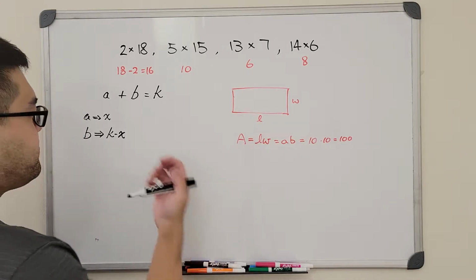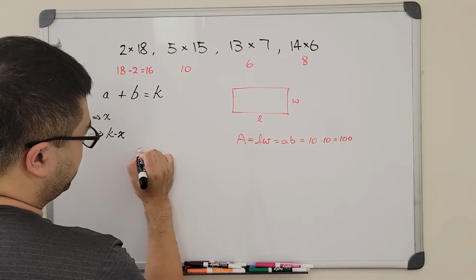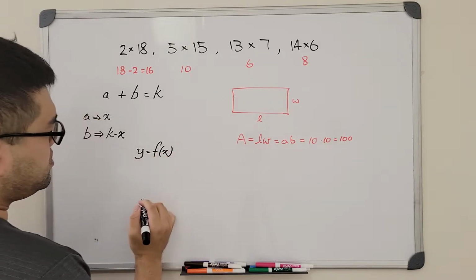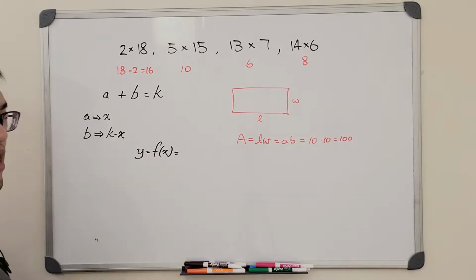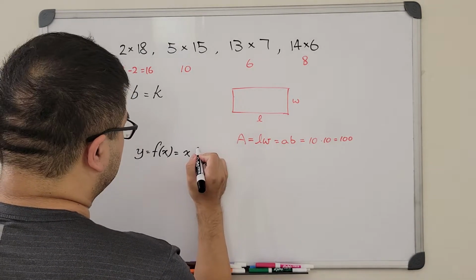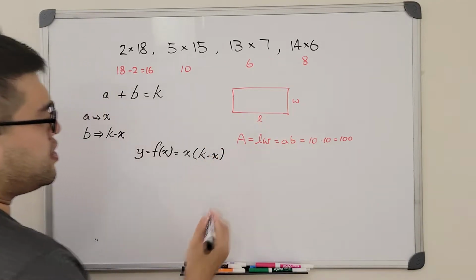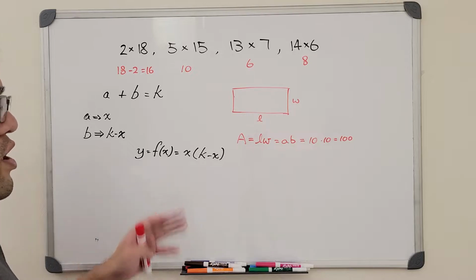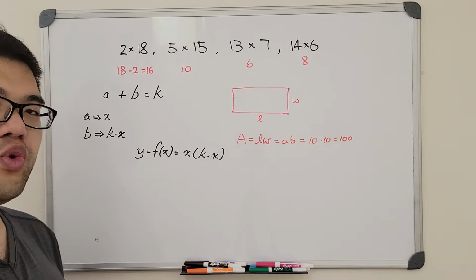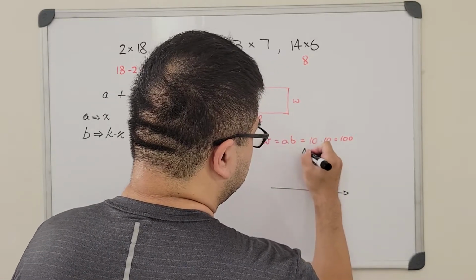How do we do that? Since we're taking the product, let's call this a function y, or we can call it f of x, which is equal to the product of a and b. So in this case, we will have x times b, which is k minus x. Before we jump into the calculus part, we can actually think of how the graph of this function will look. In fact, we will have something like this.